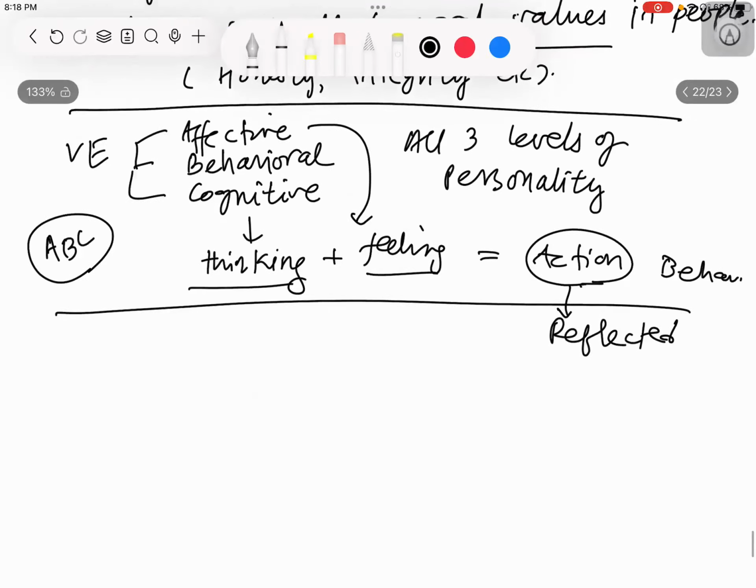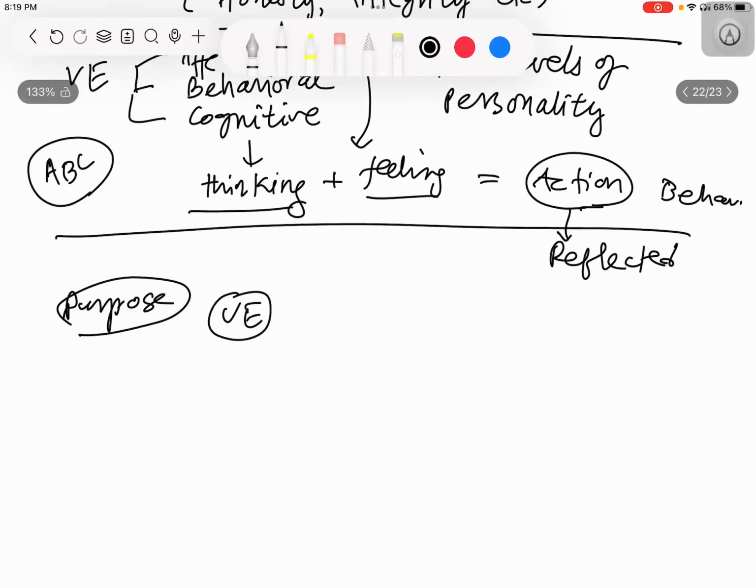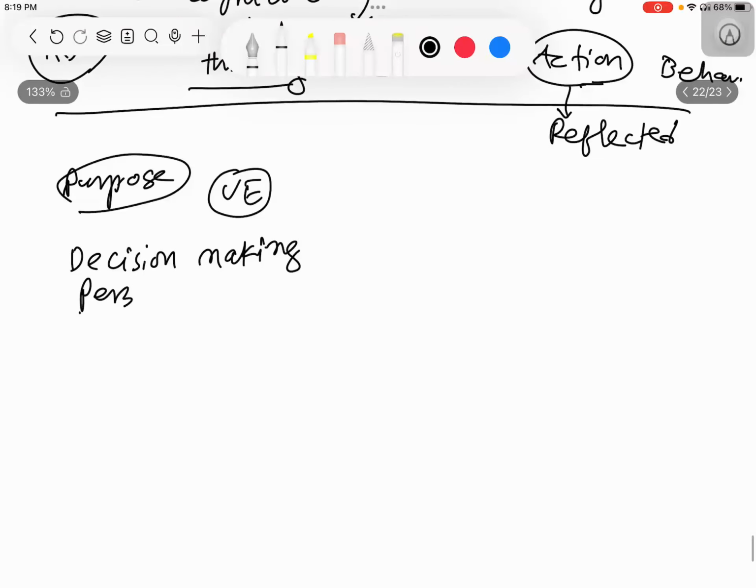So what is the purpose? The purpose is, again, whatever were the purposes or contributions of ethics, you can write the same points. What did we write value education will do? It will help us in decision making, individual decision making, and help in our personality development. It will help us to think rationally and purposefully.